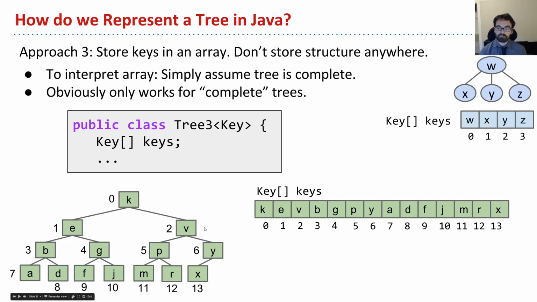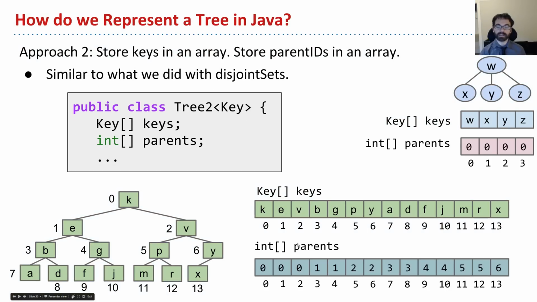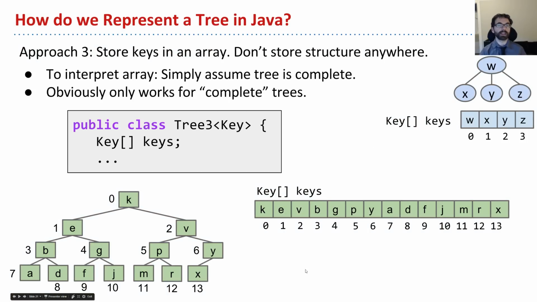In this case, the keys array is exactly as before, and this will only work for complete trees, right? Because the whole idea here is if we assume that the tree is complete, then the parents array is actually redundant, and so we could ignore it. Okay, so approach 3 is a nicer approach where our tree is represented as an array.